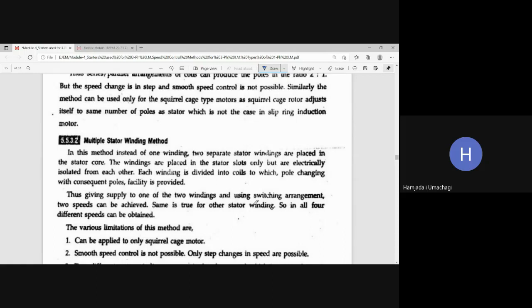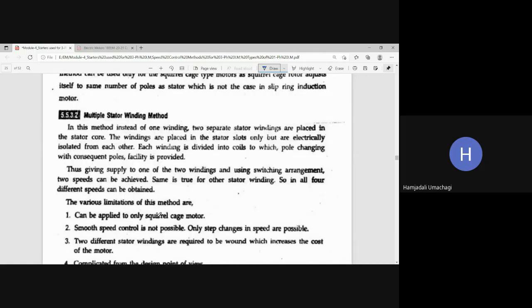Same is true for the other stator winding also. So if we apply the power supply to the other remaining stator coil using the same consequent pole method, once again we are going to get two other synchronous speeds. So altogether we are going to get four different speeds here. In all, four different speeds can be obtained: two speeds for one coil and two speeds for the other coil. So 2 plus 2, altogether four different speeds we are going to attain.